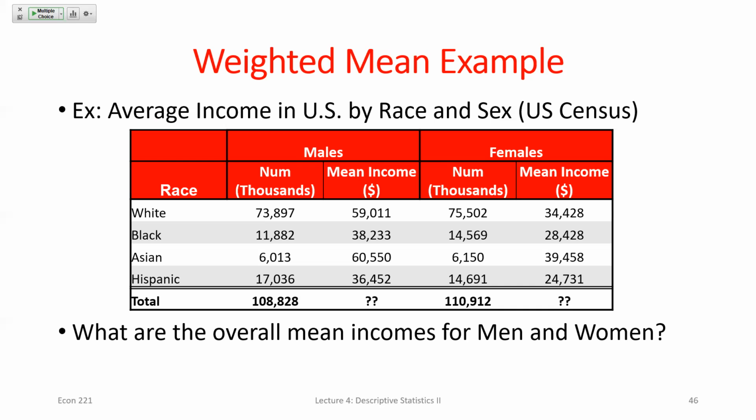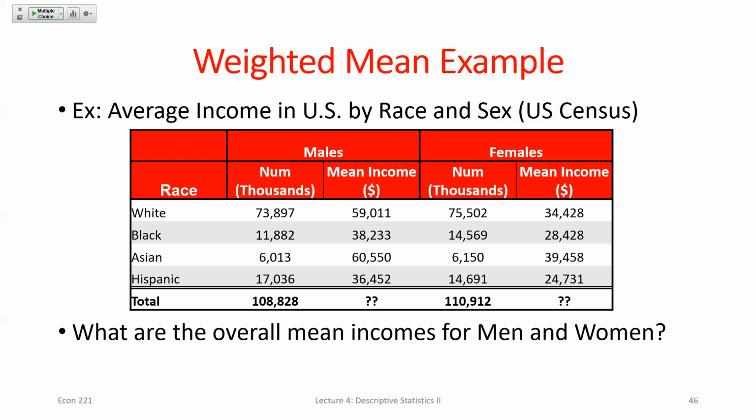Okay? So if I wanted to find the overall mean income for men here, I would actually have to find a weighted mean, because I've grouped data. Can't see the individual incomes. So what would I go through and do?